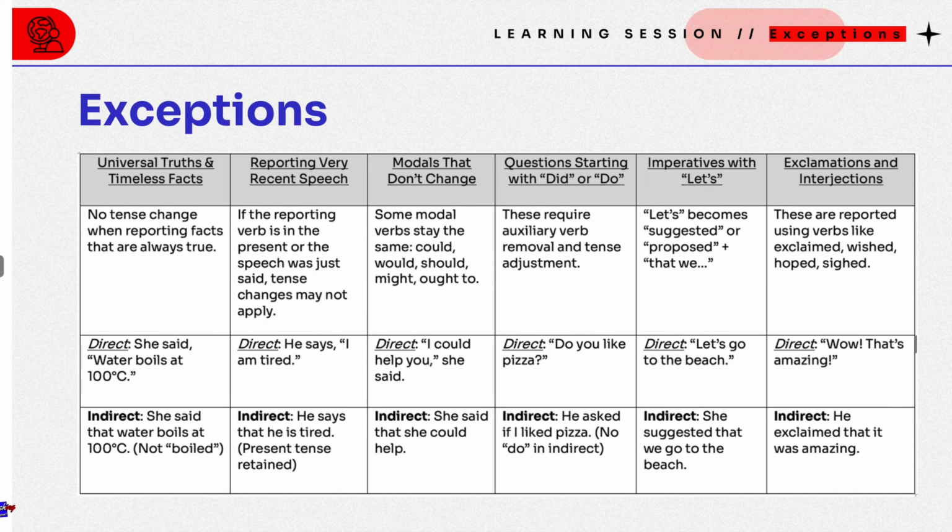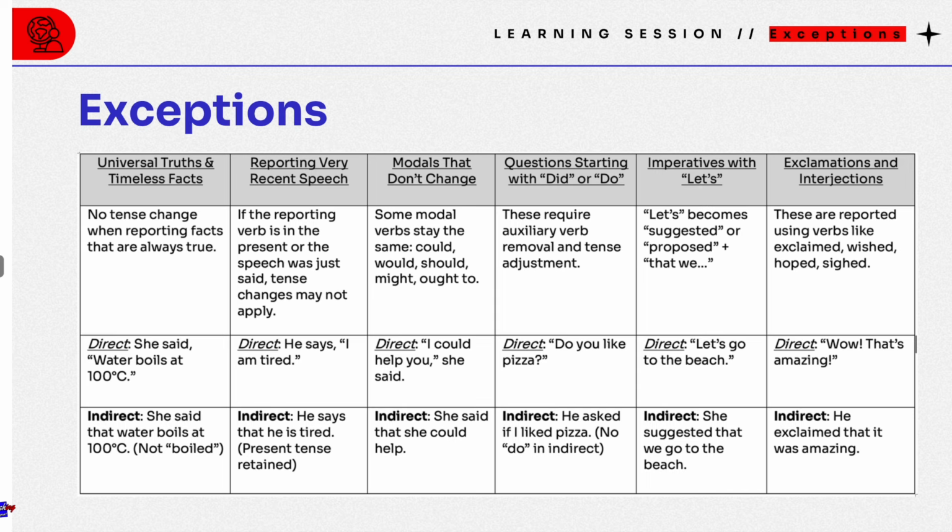So some situations don't follow the standard shifts, as you know, with the English language. Universal truths keep their tense, like in this example: She said water boils at 100 degrees. This is always true, right? You cannot say water boiled at 100 degrees. If I want to say that something is true, is a fact, I use the same tense when I report it, right? So I would say, she said that water boils at 100 degrees, not boiled, okay?